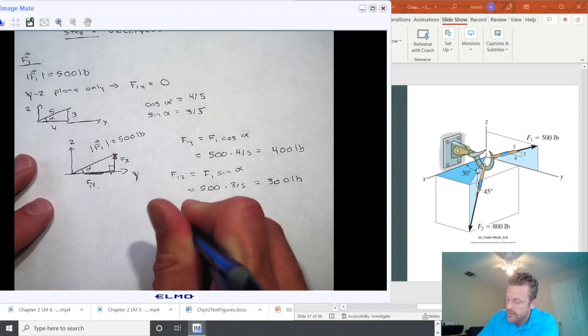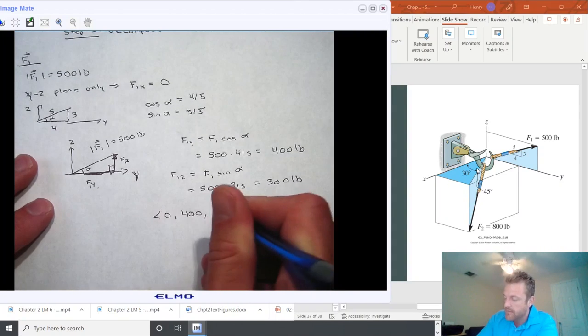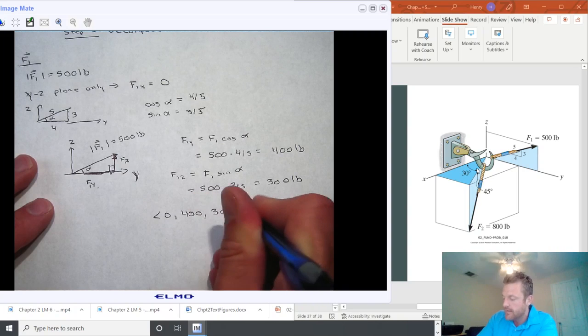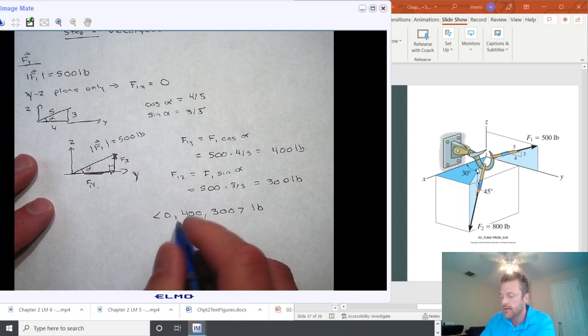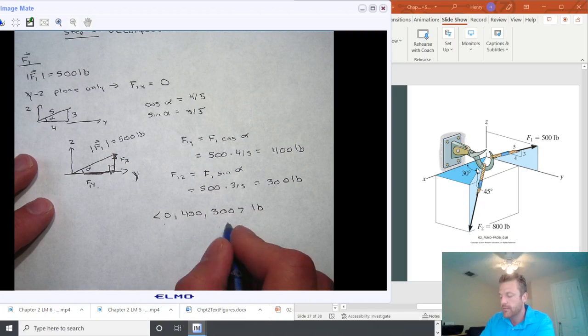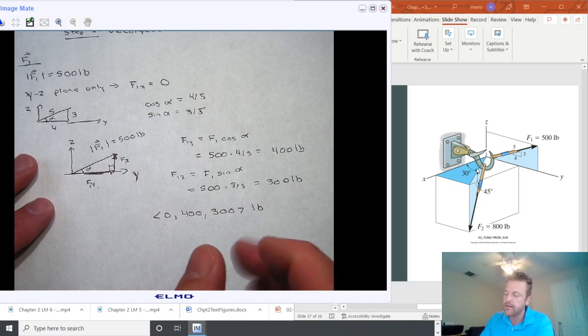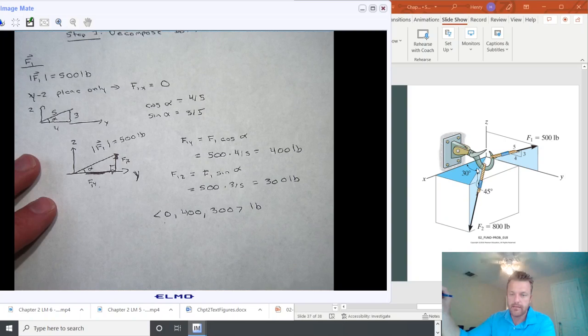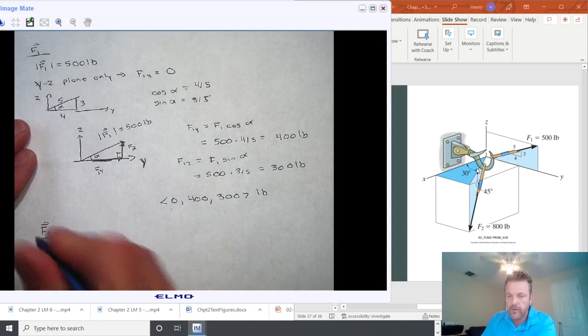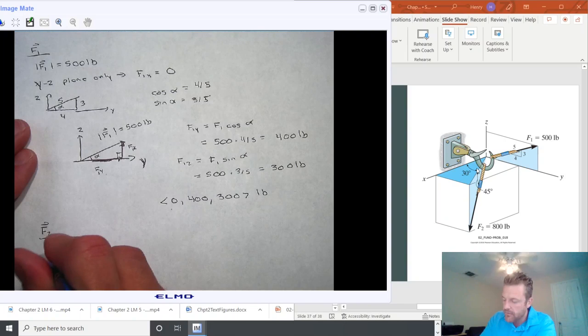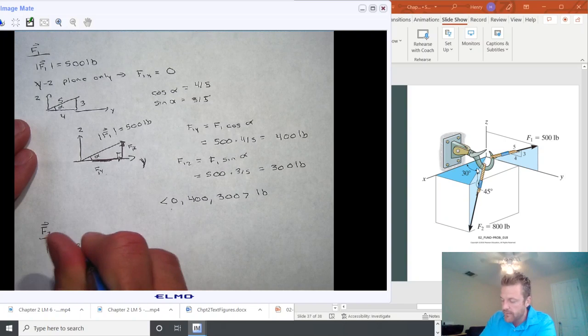I like to write my vectors, and you'll see I routinely do it, when I do the decomposition, as a triplet where I'm using these triangle brackets to show that it's a vector. This is my x, y, and z components, so it's just a more compact way to write it than actually showing the linear combination. So what about F2? What do we know about F2? Well, we know that its magnitude is 800 pounds.